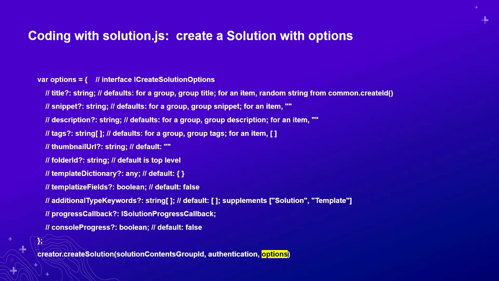There are two callbacks you see. The simpler one is console progress. If true, it echoes progress into the debug console. Kind of useful for just putting a program together and understanding how things are going.